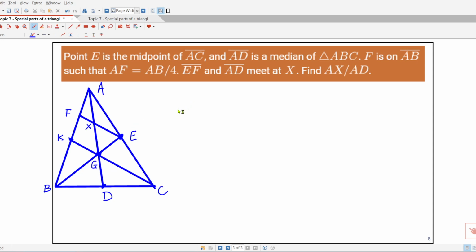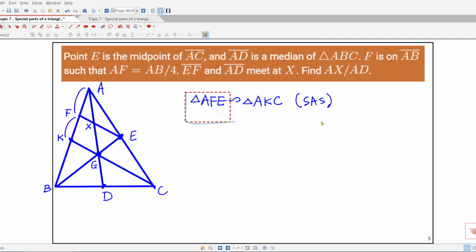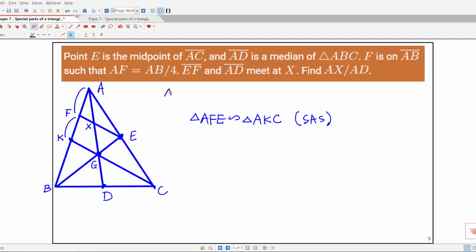Okay, first of all, if K is the midpoint of AB and AF equals a quarter of AB, then F is the midpoint of AK, right? This part equals this part. Therefore, we have triangle AFE is similar to triangle AKC, right? By SAS similarity. You see that? Because if you write the reason, you should write AF over AK equals AE over AC, which equals 1 over 2, and it shares the same angle, angle FAE equals angle KAC, right?